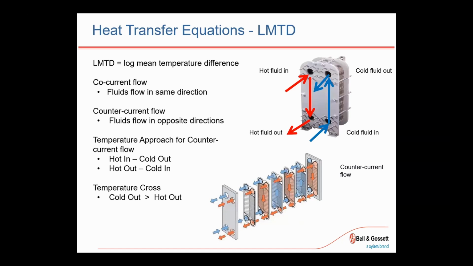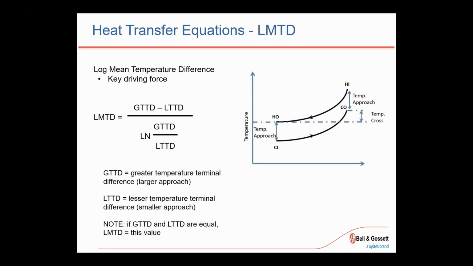And now a temperature cross, that's going to be when that cold water out is greater than your hot water out. Just to give a visual to it, I think this is much better. So when we think of our temperature cross, that's where, let's say, our cold out is greater than our hot out. That's where we have our temperature cross, and at the same time we have our approach, where our cold out approaches our hot in, and our hot out approaches our cold in.